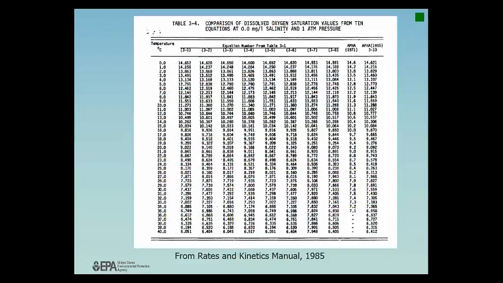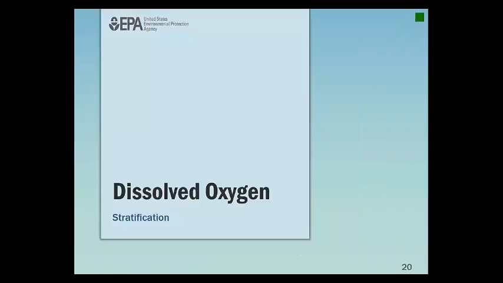The table that's presented here is from the Rates, Constants, and Kinetics Manual that was published in 1985. This table just shows you the dissolved oxygen saturation concentration at different temperatures, assuming 1 atmosphere of pressure and no salinity. This is a handy little reference just to look up to find out what the saturation point is for a given water body at a temperature. We're going to look at another phenomenon that occurs in lakes, estuaries, and deep rivers, and that is stratification.